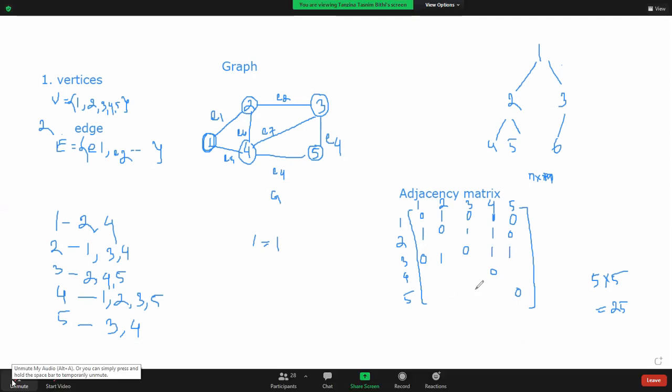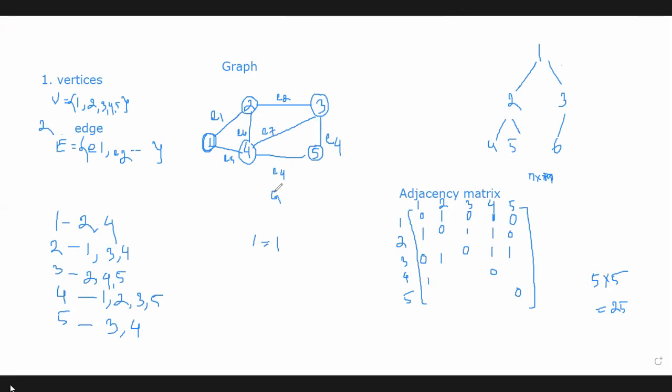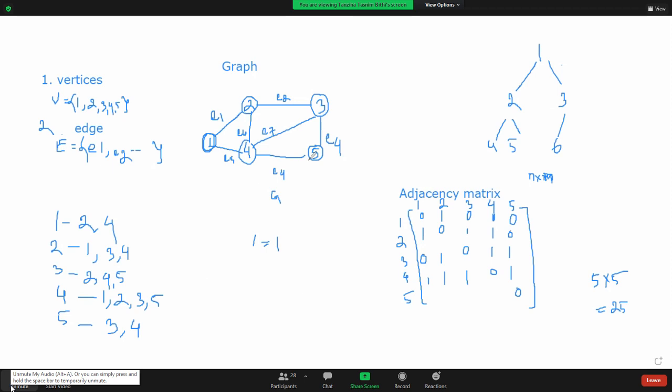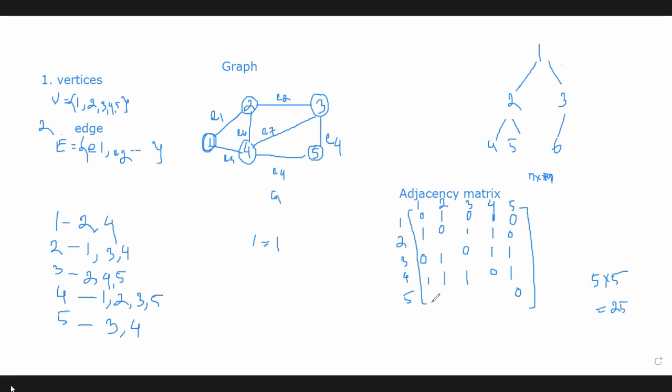So what about the fourth row? The first relationship is between 4 and 1. Are they adjacent? Yes, there is an edge between 4 and 1, that is E5. Here we can write 1. What about 4 and 2? Yes, they are related, they are adjacent nodes. 4 and 3, they are also adjacent nodes. What about 4 and 5? They are also adjacent nodes. Look at this list. For 4, there are 4 adjacent nodes. And 5 is only connected with 3 and 4. So here we can only put value in these cells.